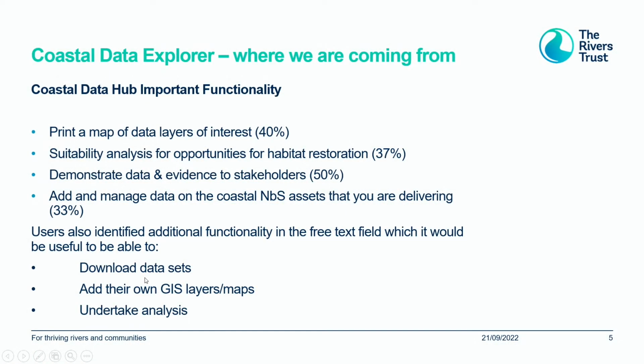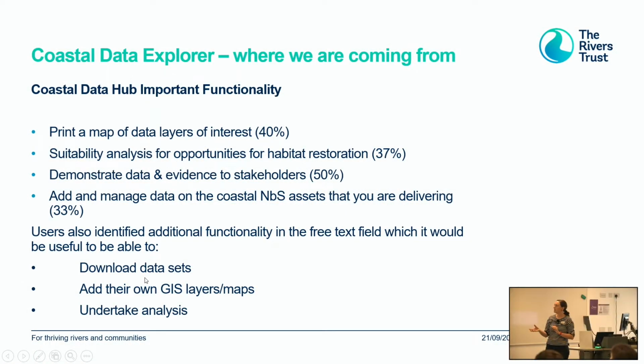So in where we're coming from developing the Coastal Data Explorer and moving towards a Coastal Data Hub, as part of the user needs analysis that I undertook, these are some of the things that were found that would be really useful and beneficial in a Coastal Data Hub. So people wanted to be able to print a map of data layers of interest. They wanted to do suitability analysis for habitat restoration. They wanted to be able to demonstrate data and evidence to stakeholders. And I think this is very important. They wanted to manage data on coastal nature-based solutions that they were delivering. There were also some additional functions that they wanted on this Coastal Data Hub.